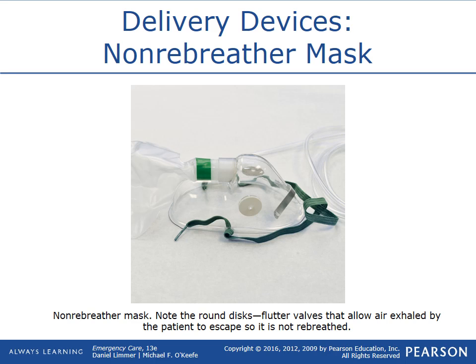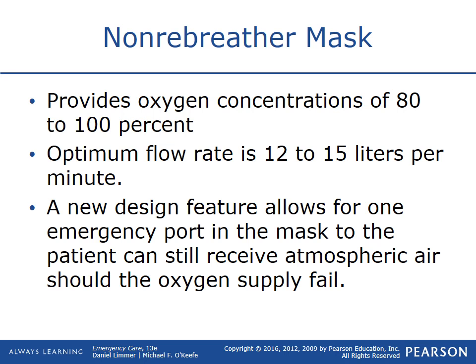The bag needs to be filled before you put it on the patient. So you just cover it with your finger and fill it with oxygen. The tubing is connected to the oxygen tank, and then you put it on them. A non-rebreather mask provides oxygen concentrations of 80 to 100%. The optimum flow rate that you set it at is 12 to 15 liters per minute. There's a new design feature that allows for one emergency port in the mask so the patient can still receive atmospheric air should the oxygen supply fail.